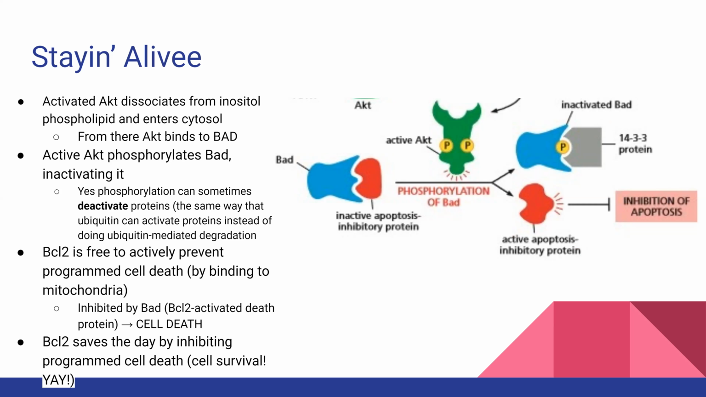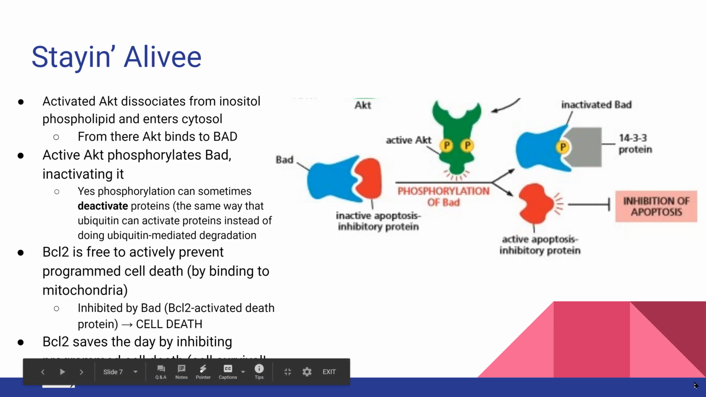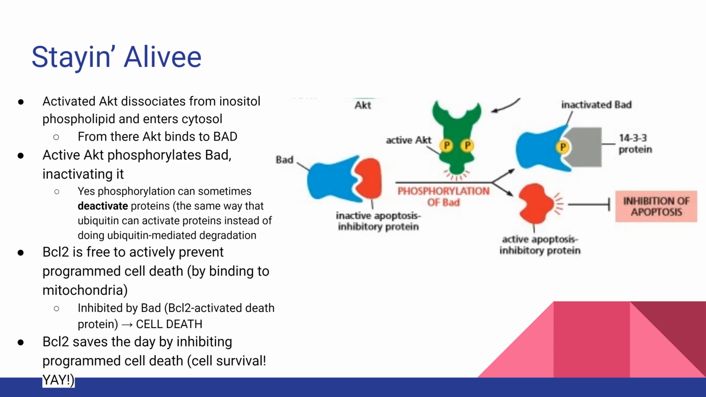Now this is where it gets a little bit tricky, because you guys at this point have learned that when you phosphorylate things, you activate them. But this is different in the case of BAD protein. So active AKT will phosphorylate BAD, which causes BAD to become inactive. And so once this occurs, you have inactivated BAD, which is phosphorylated, which you can see in the diagram here.